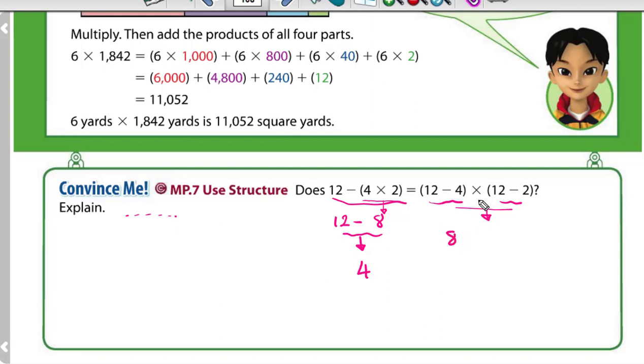I will do inside brackets first. Okay? Okay. 12 minus 4 equals 8. And as you can see with me here, this is times. And 12 minus 2 is? 10. Now, 8 times 10 equals?